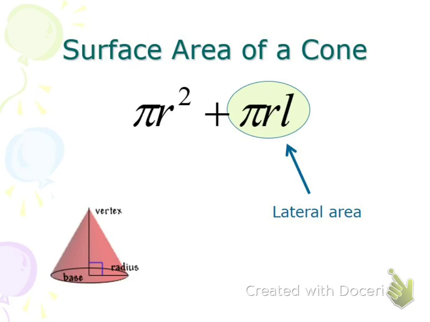For surface area of a cone, we've got pi r squared plus pi r L. Again, I would treat this like a cursive L. What do you think R still stands for? Radius. L is still our slant height.